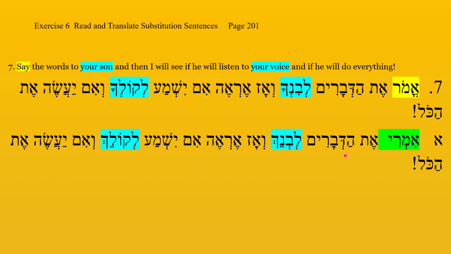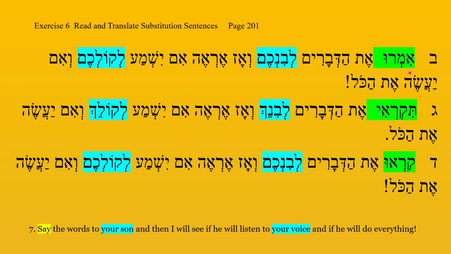Substitution Aleph. Imri et ha-devarim livnech v'az ere im yishma lekolech v'im ya'aseh et hakol. So here we have say, but now we have the feminine form. Say the words to your son, again, feminine form here, and then I will see if he will listen to your voice, and if he will do everything.